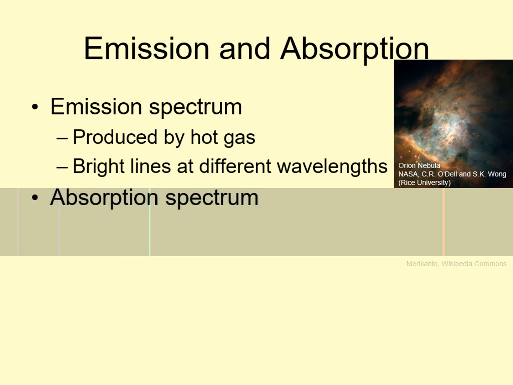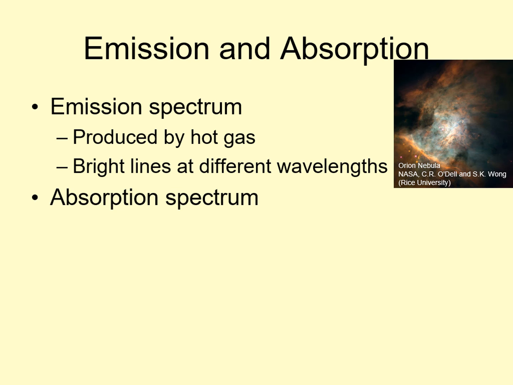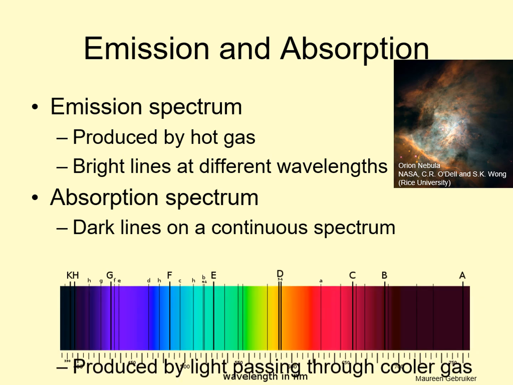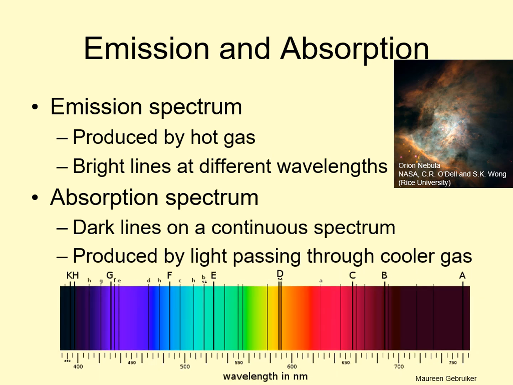An absorption spectrum is the opposite. Instead of bright lines on a dark background, it consists of dark lines on a bright background. Absorption lines are formed when a continuous spectrum, such as that from thermal radiation, passes through a thin gas. The gas absorbs light at very specific colors, producing the dark lines.